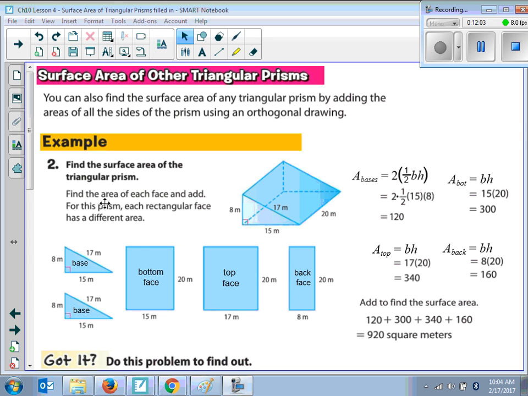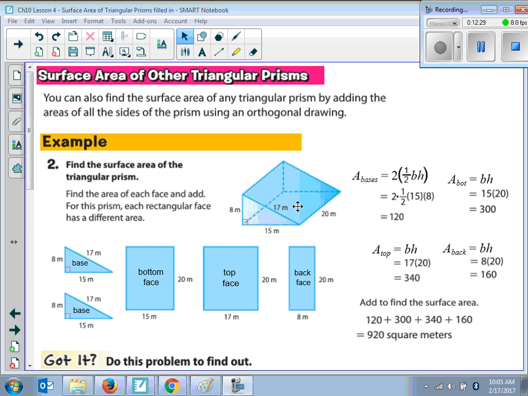Okay? So here, it says find the surface area of the triangular prism. So first thing we're going to do is find the two bases. You see, there's a triangular base here, and a triangular base there. The formula for the triangular base is 1/2 base times height. We have two of them, so we're going to multiply times 2. Is everybody with me? Okay.